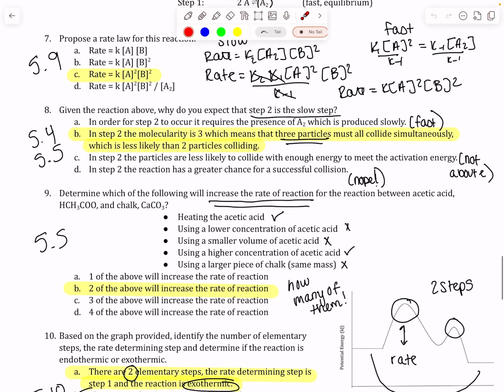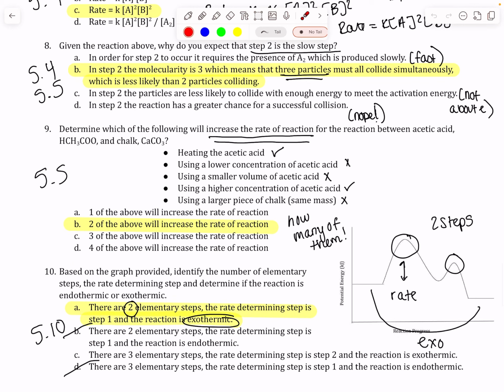All right. Number 9 is another 5.5, which is a collision model question. So this is just basics about collision model. So it says, determine which of the following will increase the rate of reaction for the reaction between acetic acid and chalk. So if I look at these, I just kind of went through them and determined yes or no to start with. So heating it, yes, that increases the rate. Using a lower concentration, that's like the opposite, right? Smaller volume, no, we want more of those things.